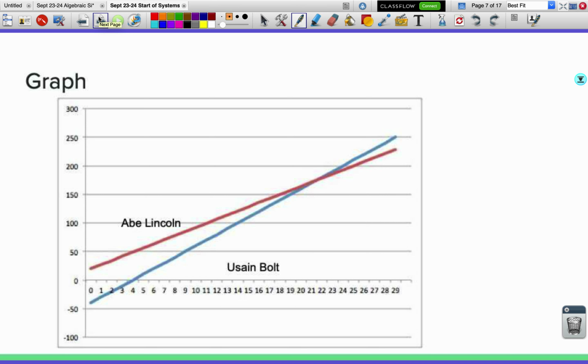Another way I could look at this would be with a graph. This graph is going to show their relative positions on the track over time, and the graph is really useful because we can see where they are at the same point on the track at the same time. So this is where Usain passes Lincoln.